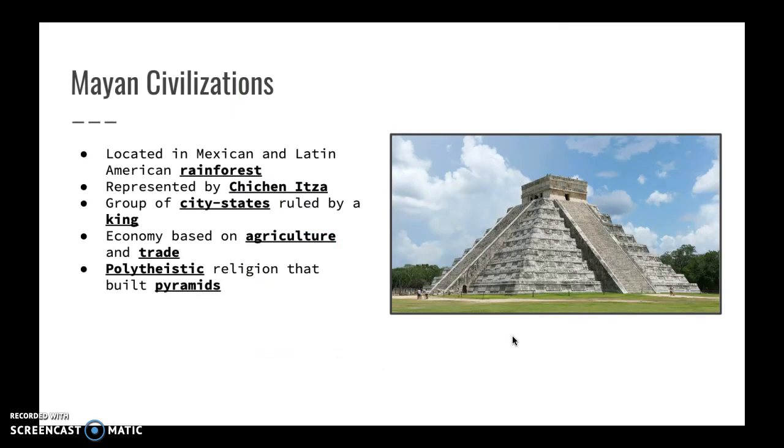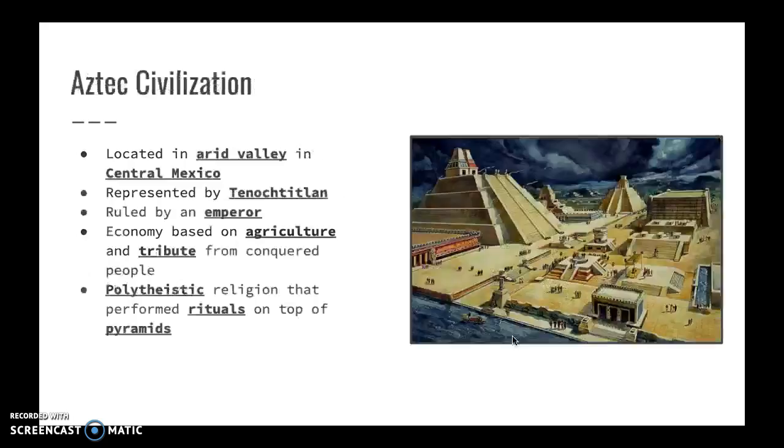The Mayans, for example, are very similar to the Incas in that they were both kind of in a rainforest area. The Mayans are represented by Chichen Itza, which is the pyramid that you see in the picture on the screen there. It's a group of city-states that were ruled by a king. They had a lot of agriculture. They did a little bit of trading, but agriculture was their big enterprise. Just like all the rest of these civilizations, the Mayans were polytheistic, and they built pyramids.